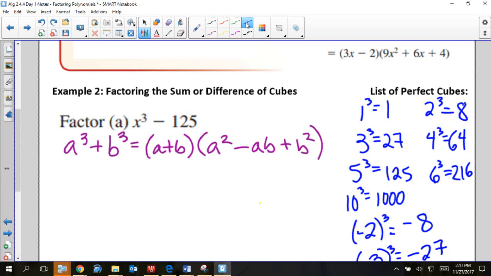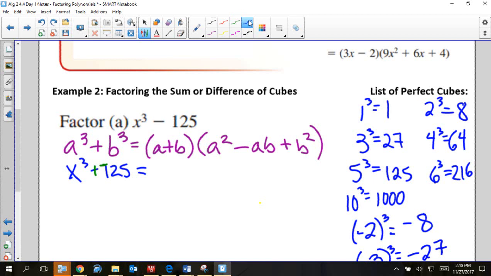Now underneath that, I'm going to write down what I'm trying to factor. X cubed minus 125. Now my formula is a cubed plus b cubed, and here it's something cubed minus. So I'm going to change it so both of them say plus. Ready? Instead of subtraction, I can make it plus a negative. Right? Those mean the same thing. I'm going to use that formula.